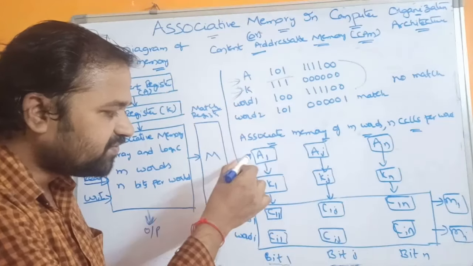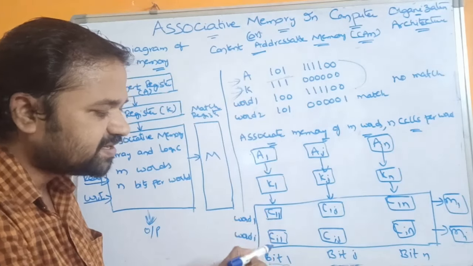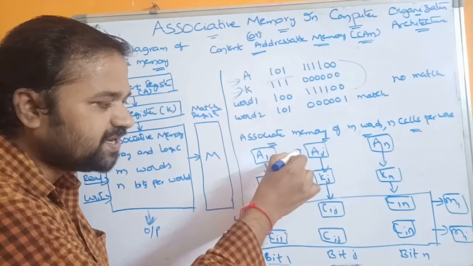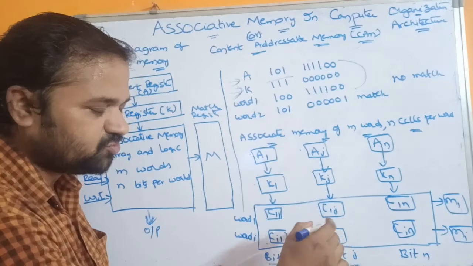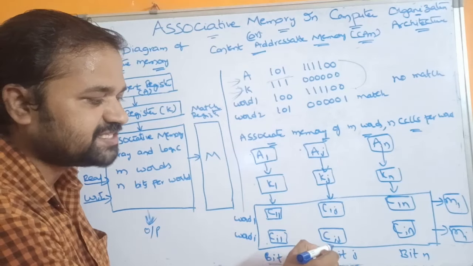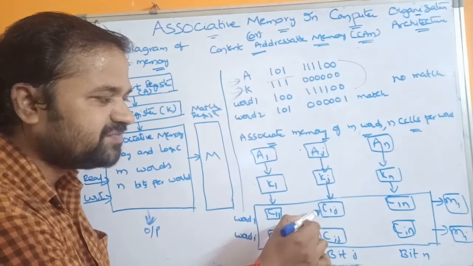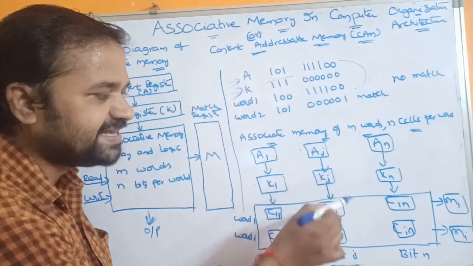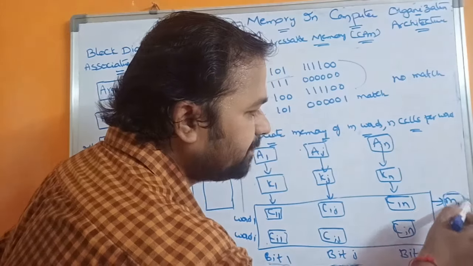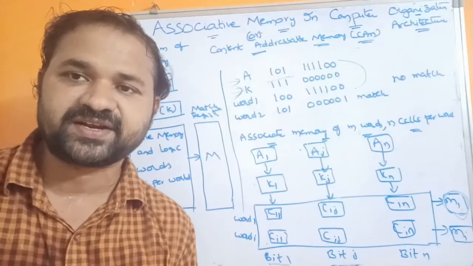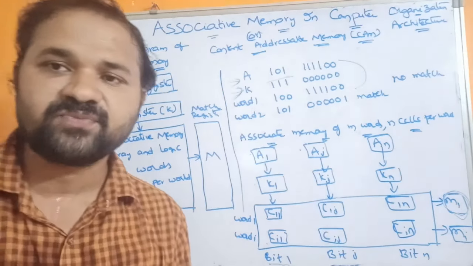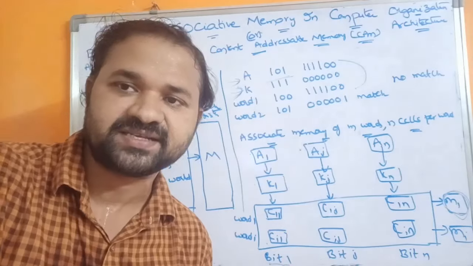So here A1 will be compared with C11 and CI1 when K1 is equal to 1. Likewise AJ will be compared with the contents of the associative memory. Here the contents of the associative memory are nothing but these cells C1J, CIJ, like that. AJ will be compared with C1J and CIJ when KJ is equal to 1. Suppose there is a match found, then the corresponding bit in the match register will be set to 1 here. Okay. So in this way we can represent associative memory of m words where each word contains n cells.